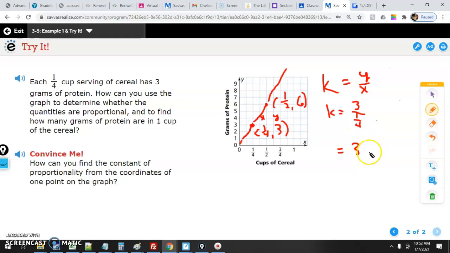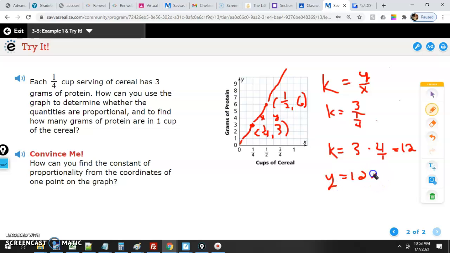And remember, if you divide fractions, you do keep, switch, flip. So it's really 3 times 4 over 1. But 3 times 4 over 1 is just 3 times 4, because 4 over 1 is just 4. So that's equal to 12. So our k value is 12. So to represent this with an equation, we could do y equals 12x.